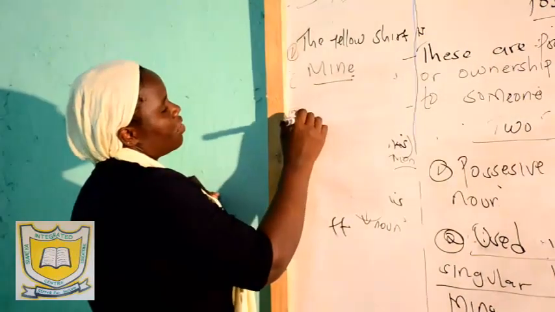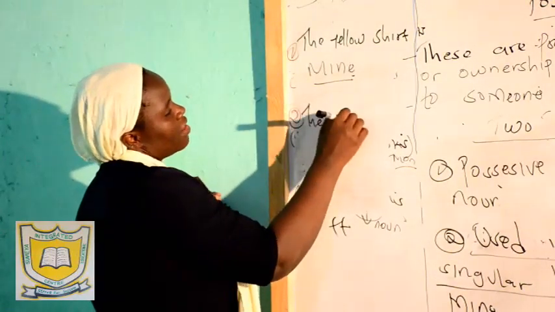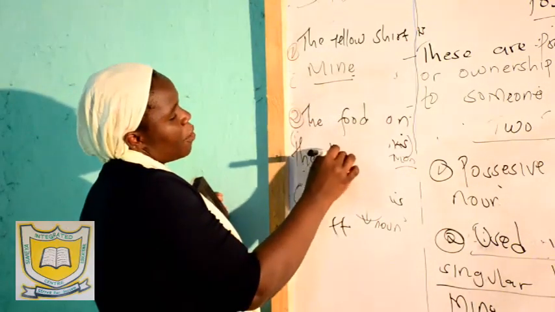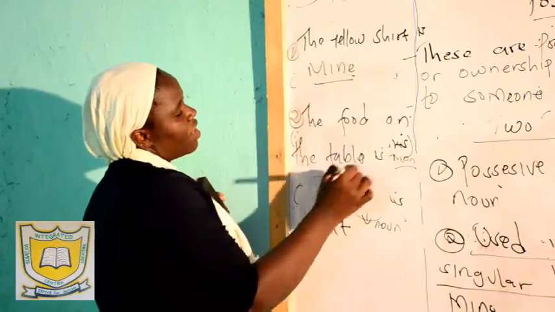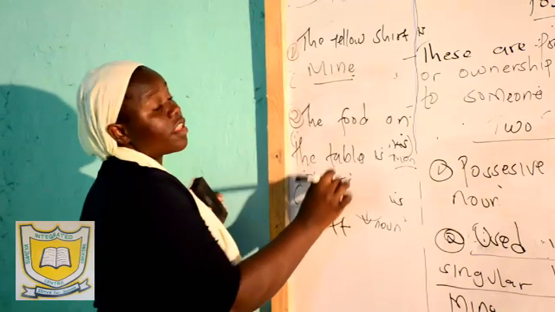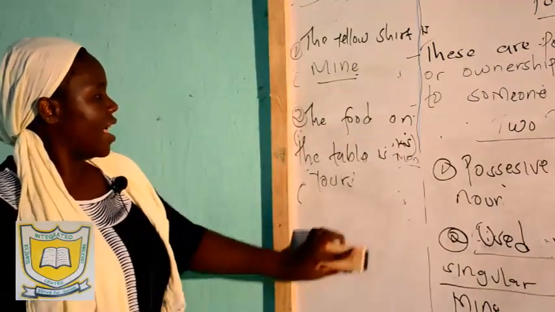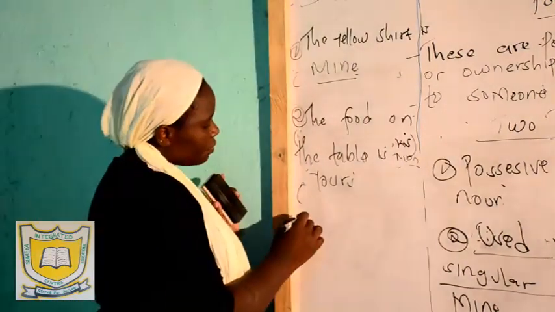So you say the food on the table. The food on the table is your. The food on the table is yours. Are you getting that?